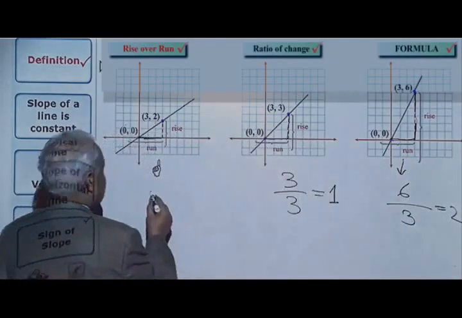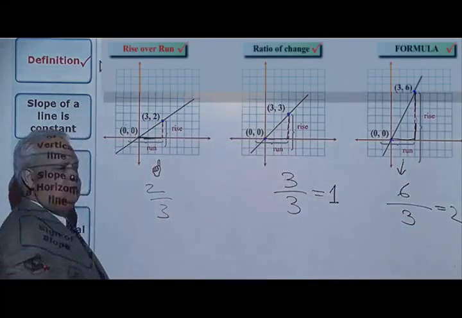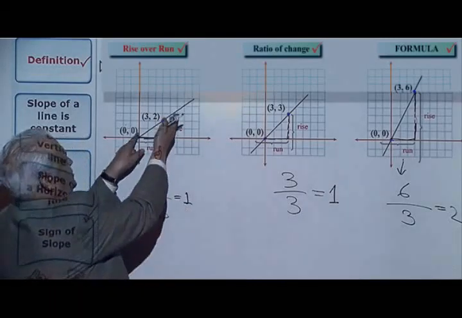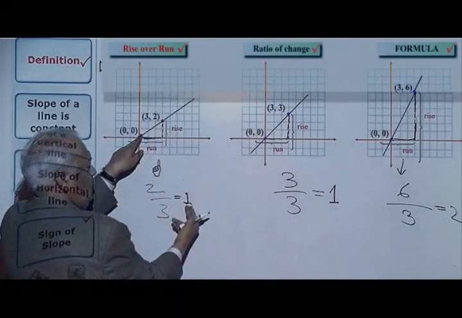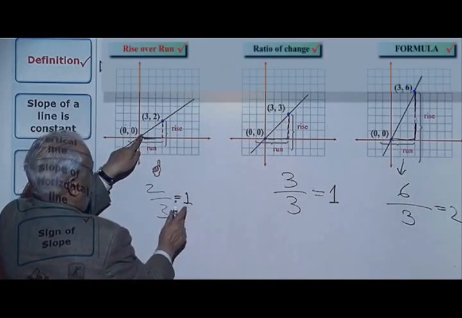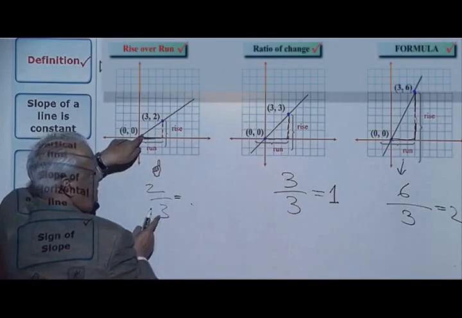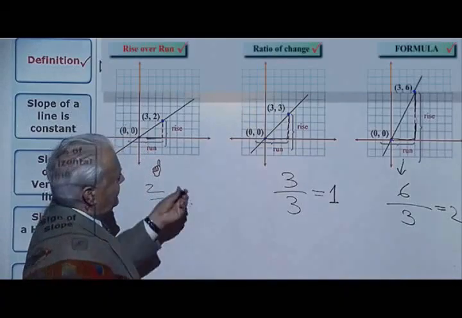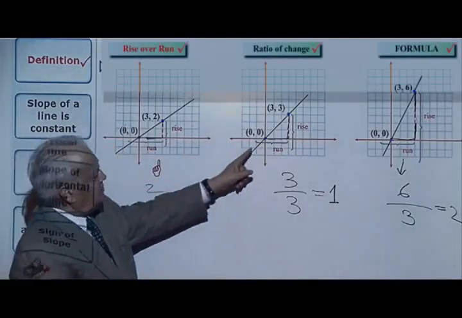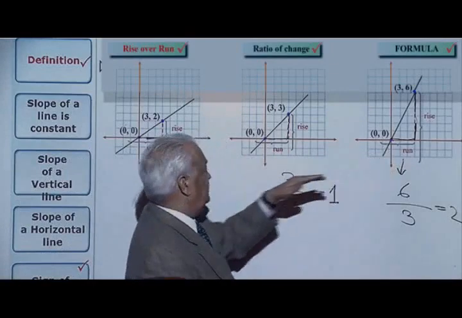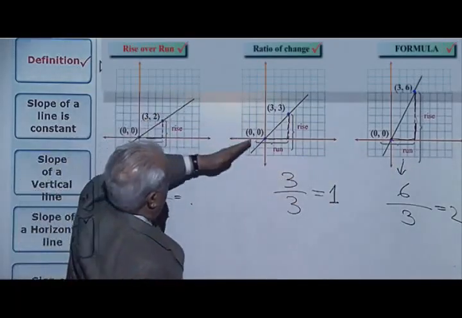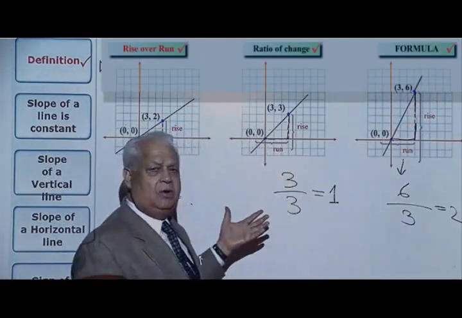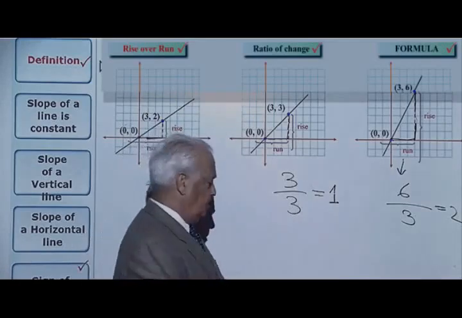In all these three cases, you saw that as the line is moving above and above, the slope is becoming more and more. This is less than 1, this is 1, and this is 2. Look at this line, and look at this line. Their inclination is going up, and the slope is going higher and higher. And we have now seen how to measure that slope: rise over run.